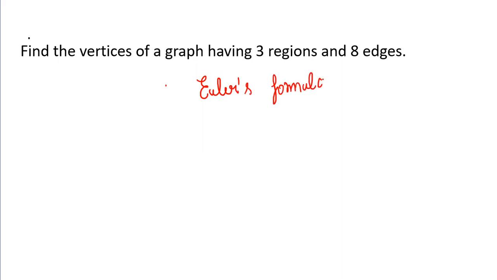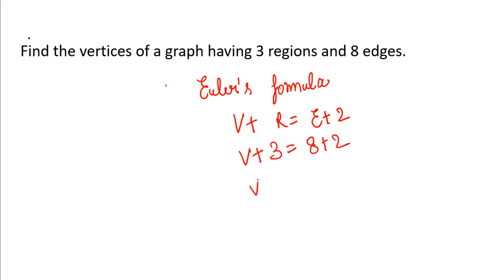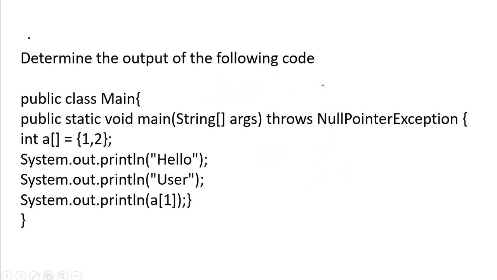This formula relates regions, edges and vertices together. The formula is vertices plus regions equals edges plus 2. What are the vertices? We have to determine this. Regions given is 3 and edges given is 8, and then plus 2. If you solve this, you will get 10 minus 3, that is 7. So the vertices present in the graph will be 7. Let's see the next question now.